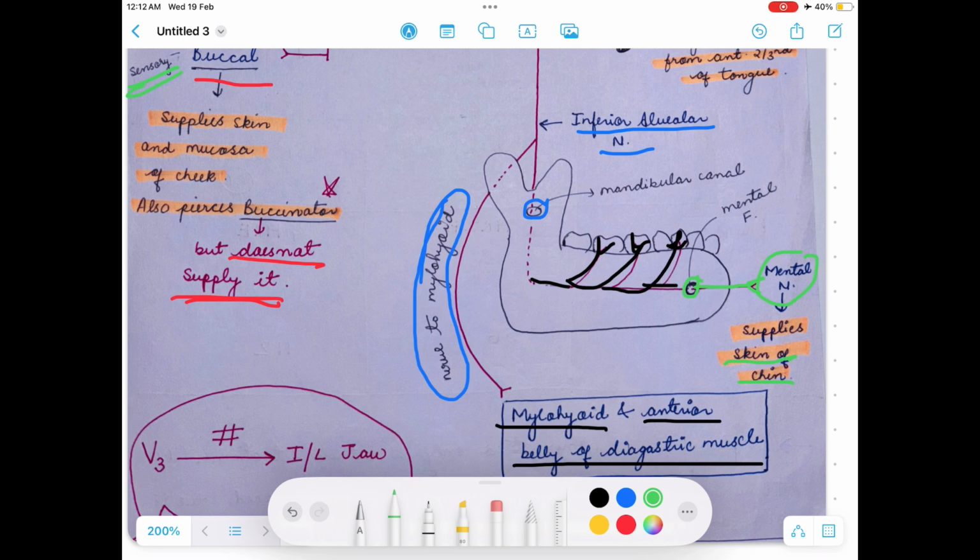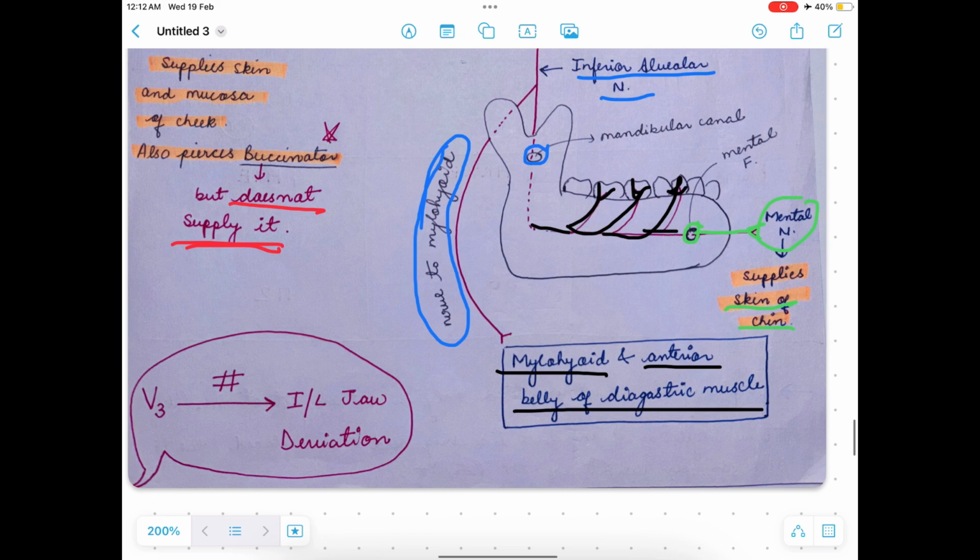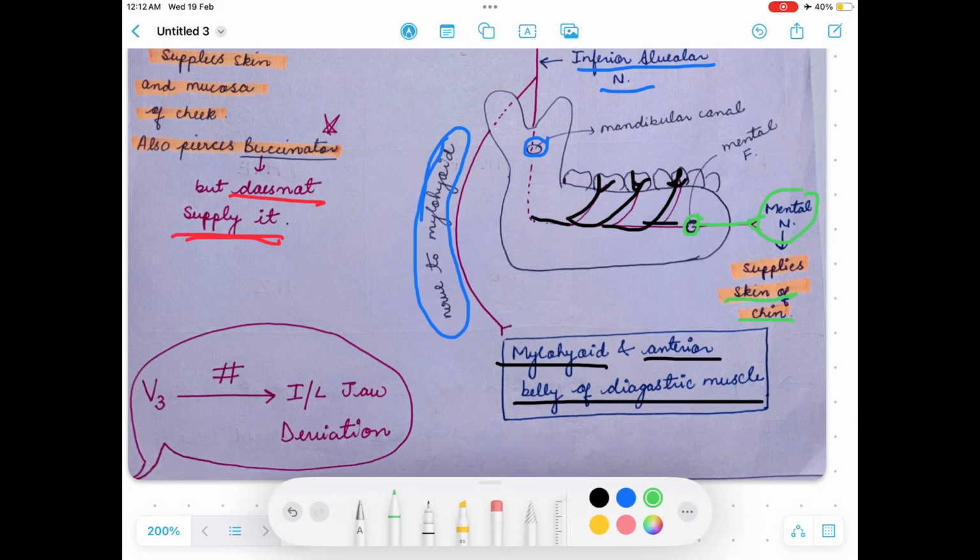Now I'll be telling you about the injury. If the mandibular nerve gets injured, either in surgery or accidentally, what happens? This is very important. V3 stands for mandibular nerve. You can also say this is 5 in Roman, and 3 is because this is the third division of trigeminal nerve, and this is the sign of injury. There is ipsilateral jaw deviation. There will be deviation of your jaw to the ipsilateral side.